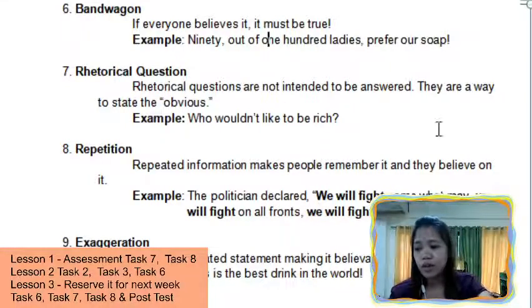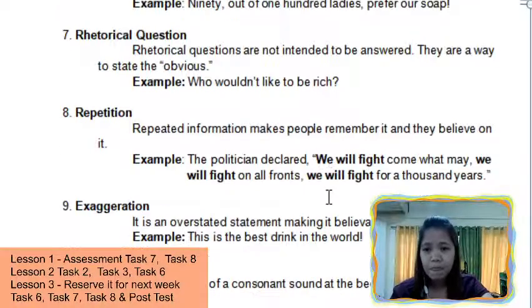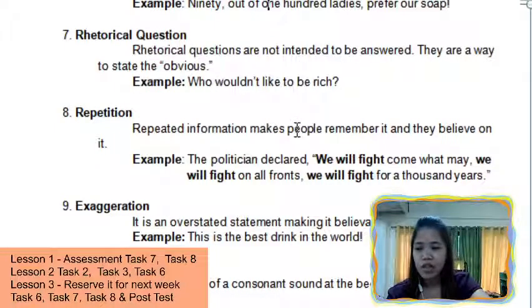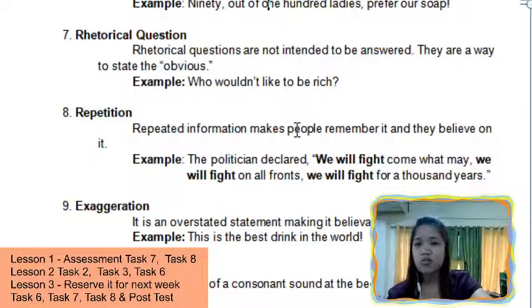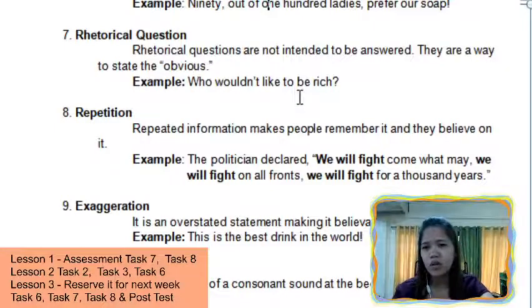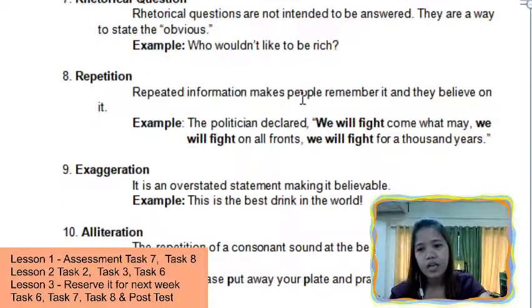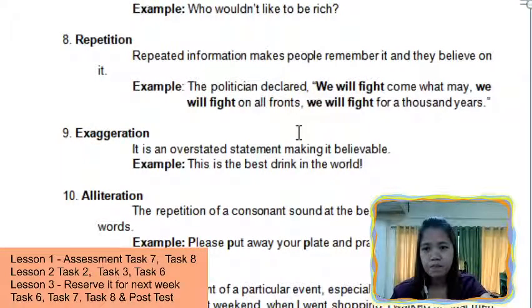Examples of rhetorical questions that we know, that are very familiar to us. Okay, who wouldn't like to be rich? There are also questions like, are you kidding me? Can birds fly? Who cares? Those are rhetorical questions. When you say rhetorical questions, they don't need to be answered because they are actually stating the obvious already. And the next is repetition.